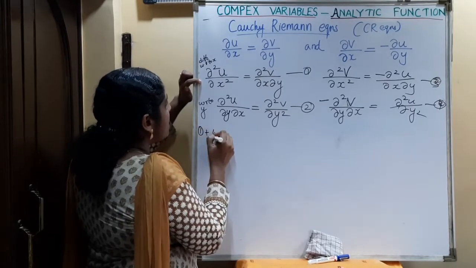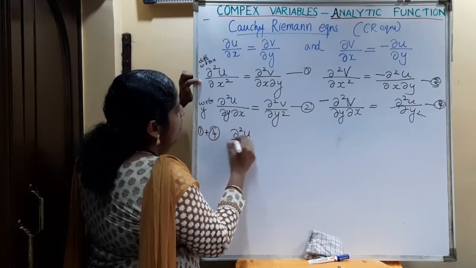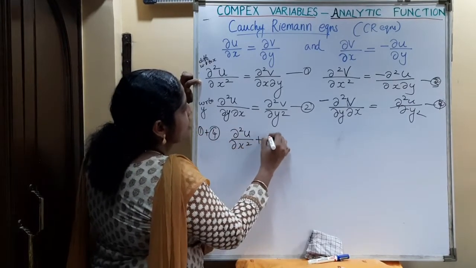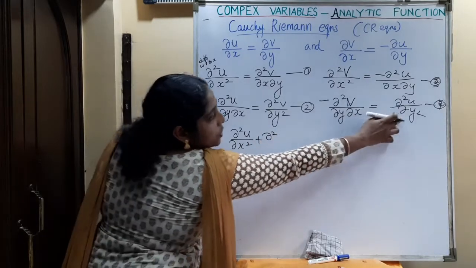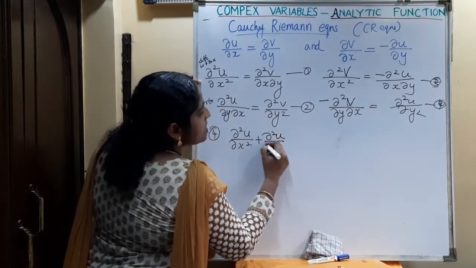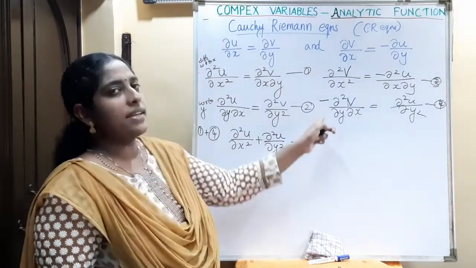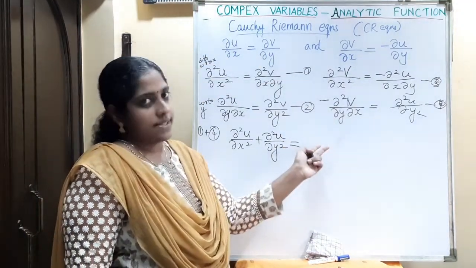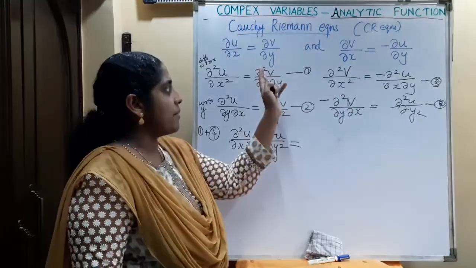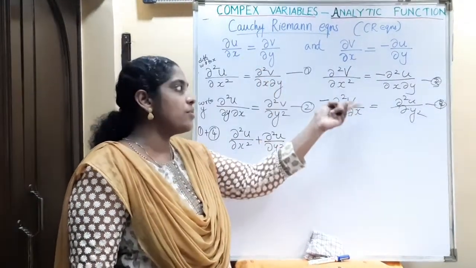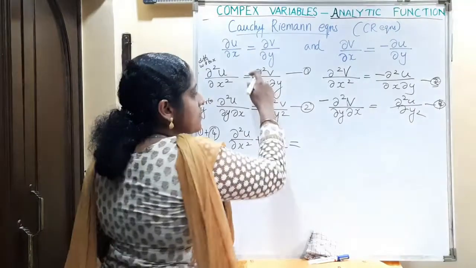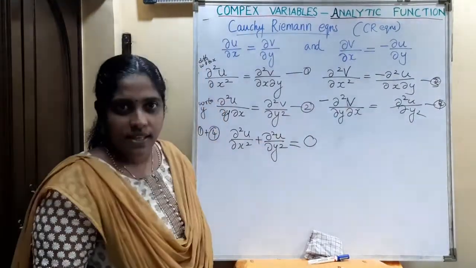What we are getting? ∂²u/∂x² + ∂²u/∂y² is equal to ∂²v/∂x∂y minus ∂²v/∂y∂x. Okay, so both these terms are the same. ∂²v/∂x∂y is equal to ∂²v/∂y∂x. This is plus, this is minus, so what we are getting is 0.